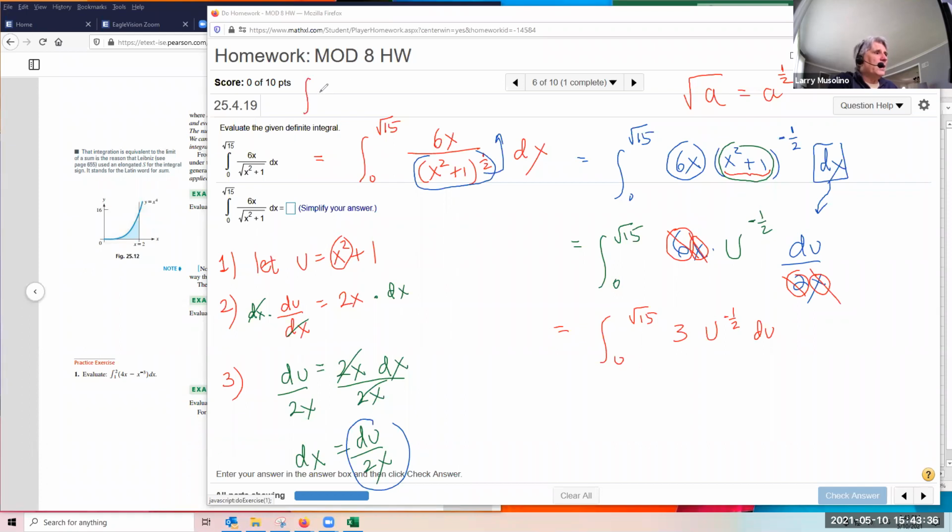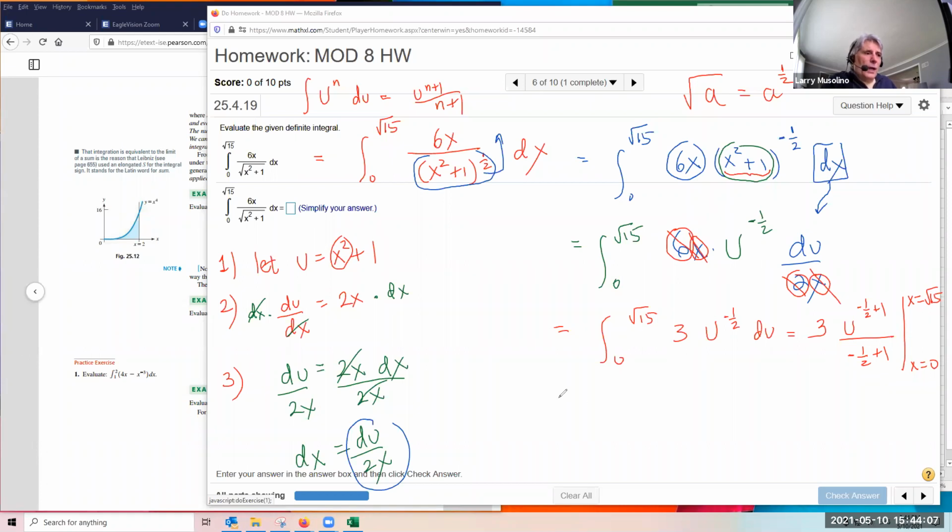The format was to try to get it to look like the integral of u to the n du, because now I could just use the power rule that says this is u to the n plus 1 over n plus 1. All right, so the 3 comes with me because it's a constant. It's going to be u to the negative 1/2 plus 1 over negative 1/2 plus 1. And I have to remember to evaluate this from x equals 0 to x equals square root of 15.